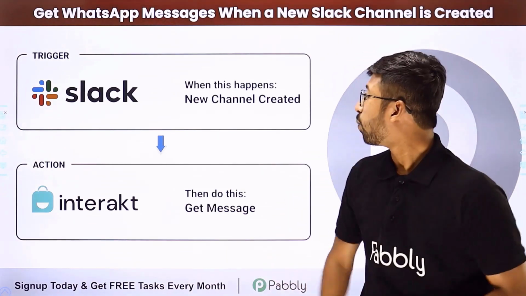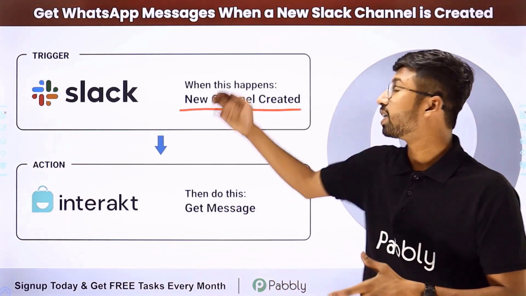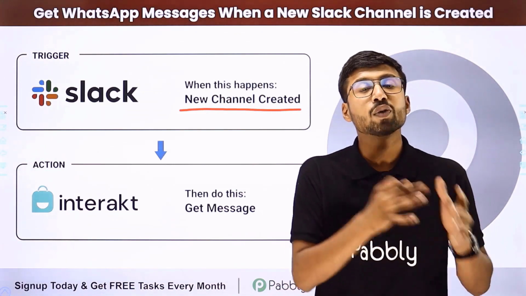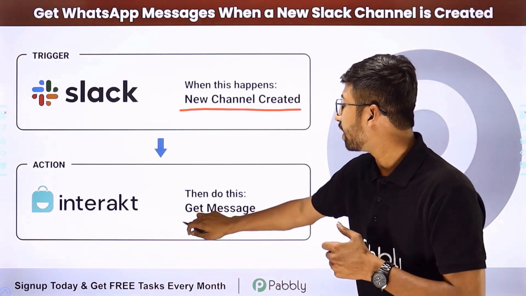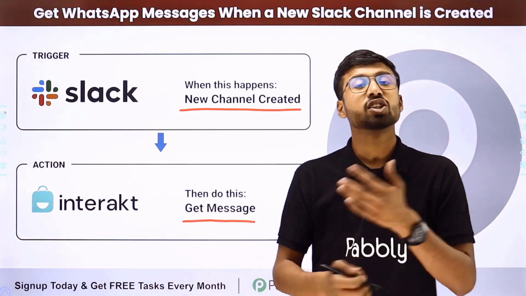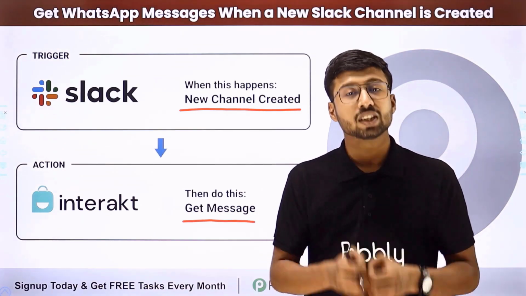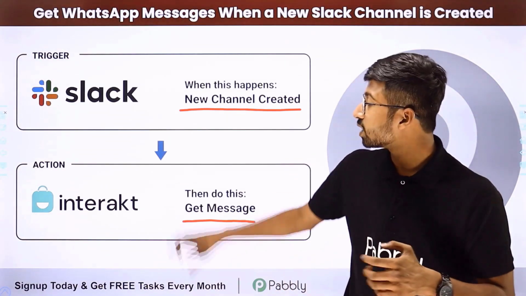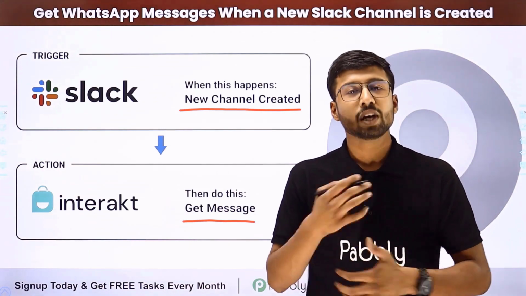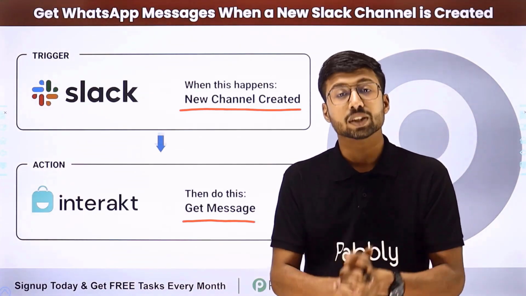In this automation, whenever a new channel is created in our Slack account, you will automatically get a notification on WhatsApp using Interakt on your WhatsApp number that a channel has been created, with the newly created channel details. And to send the WhatsApp messages, we are going to use Interakt in this video, which is one of the official APIs of WhatsApp.